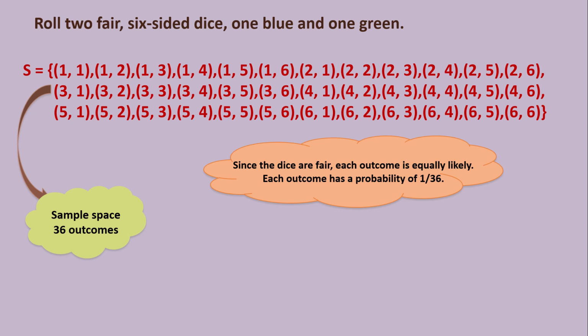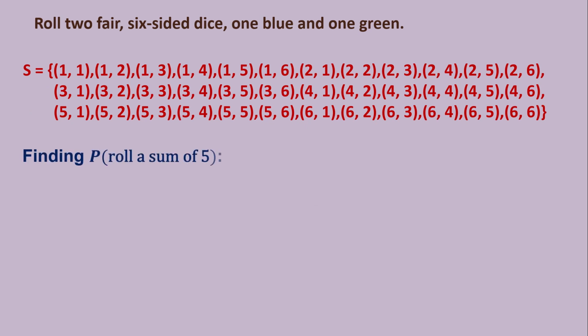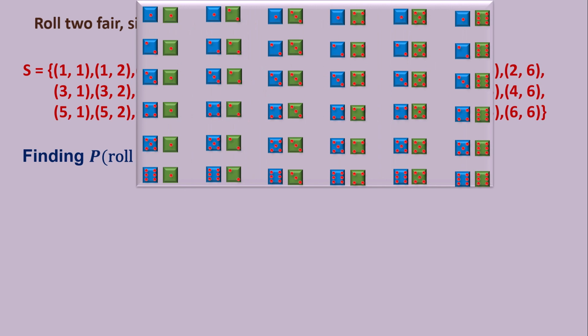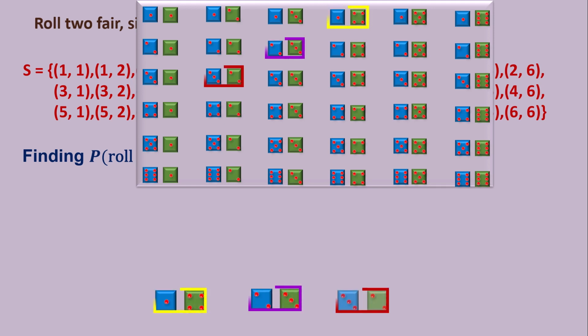Now how do we find the probability of rolling a sum of 5? We need to find how many elements in S give the sum of 5. Let me check again. What are the elements? The sum of 5: (1, 4), (2, 3), (3, 2), (4, 1). These are the elements of this event, right?